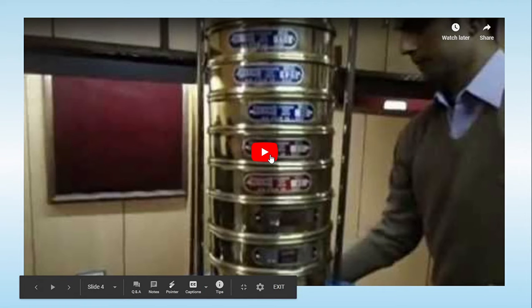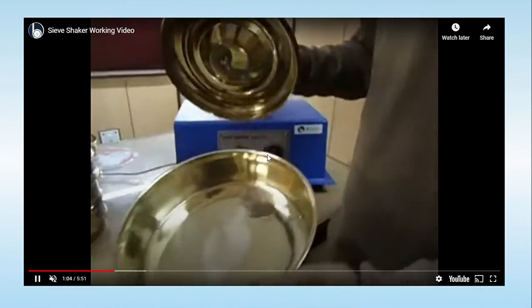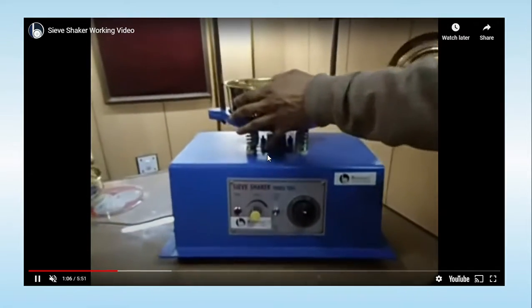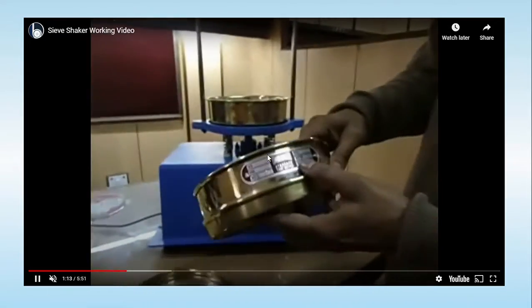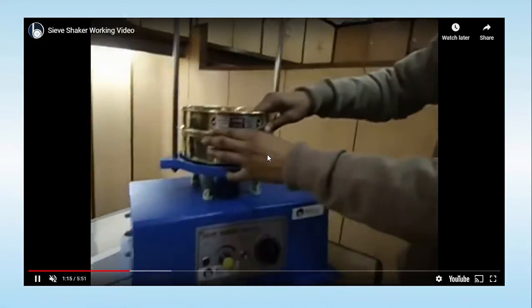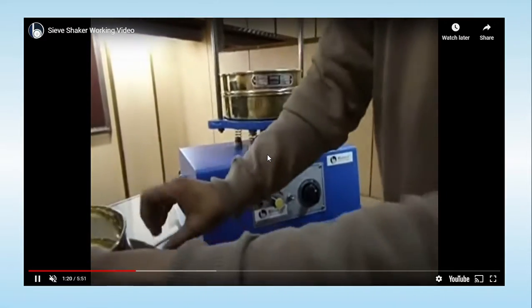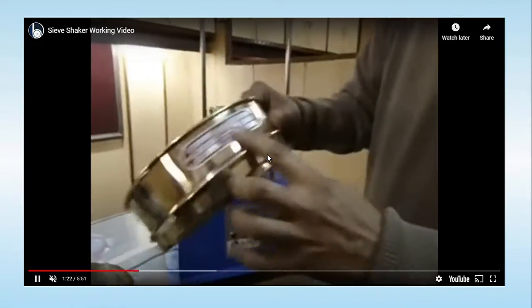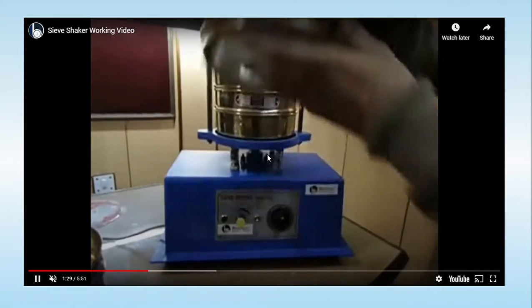Let's try to understand the working of this entire sieving method through this video. In this video, this is the bottom pan that is kept at the bottom, and then we arrange the sieves as I discussed earlier, keeping the sieve with the higher sieve number, the finest sieve, on the lower side. As we go from the bottom upward, the sieve number decreases, so slowly we reach the top, and the top sieve will be the coarsest sieve.